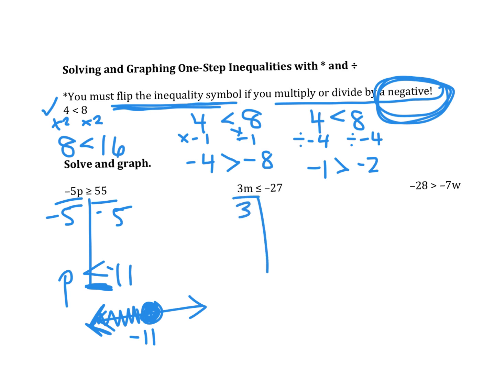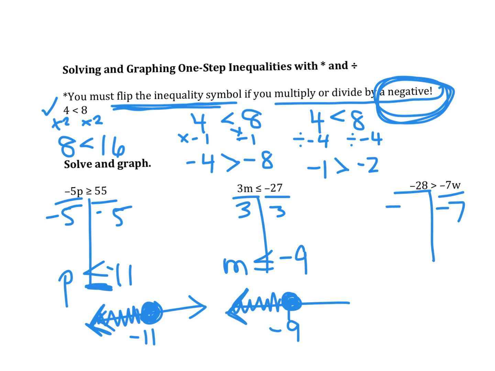In this problem, I'm dividing both sides by 3, and I will not flip over the symbol, because I'm not dividing both sides by a negative. So the relationship about which one's bigger won't change. I'm going to have a closed circle and shade to the left. And then in this last one, I would divide both sides by a -7, and I get a +4, and I will have to flip over the sign because I'm dividing both sides by a negative. Open circle, and the mouth is eating the variable, so shade to the right. W is bigger than 4, and it cannot be exactly 4.